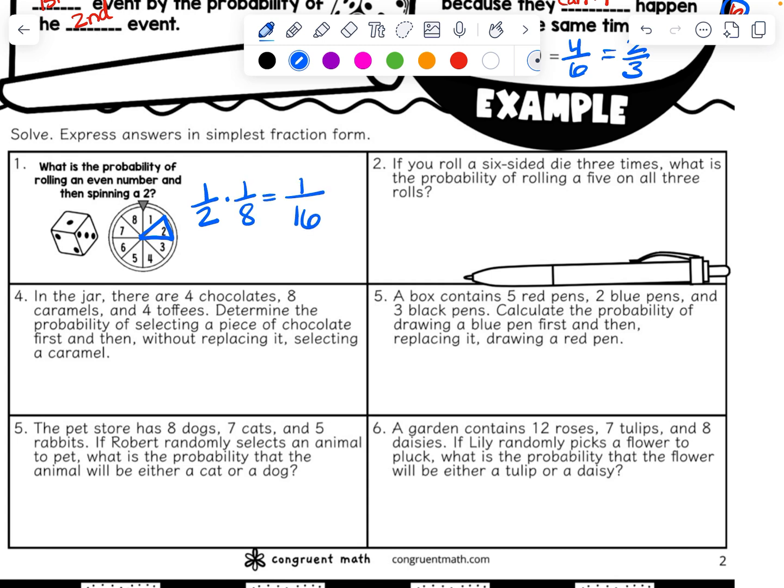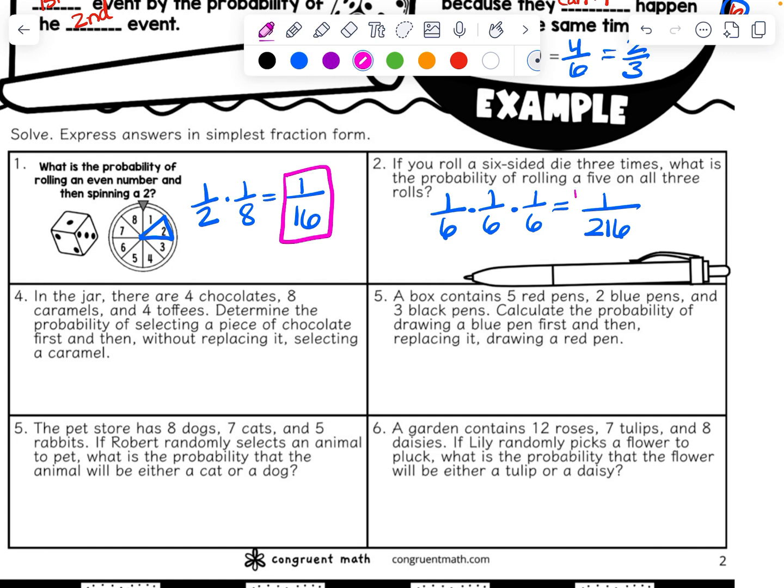It says if you roll a six-sided die 3 times, what's the probability of getting a 5 on all 3 rolls? Well, the probability of getting a 5 the first time is 1 out of 6 because there's one 5 on a six-sided die. And that's actually the probability of getting a 5 every single time you roll it. So you just multiply them together to get 1 over 216, right? That's a very small chance, by the way, isn't it?